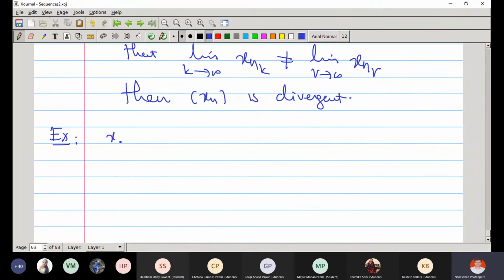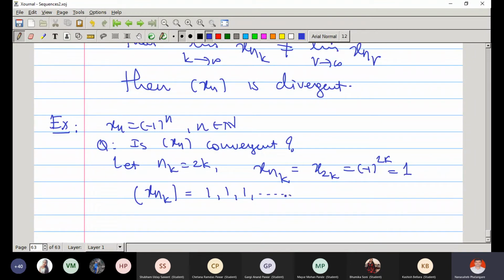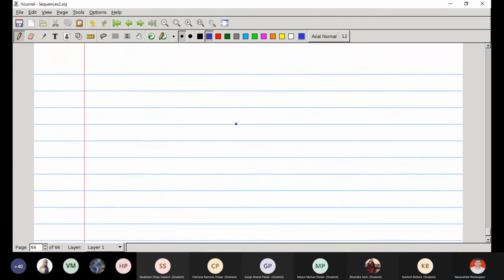Now look at the example. x_n is equal to (-1)^n. We have already proved that this sequence is divergent. But using this subsequence criterion, our question is: is x_n convergent? Now, can I produce two subsequences which converge to different numbers? Yes, sir. Right? So let n_k = 2k. What is x_{n_k}? It is x_{2k}, and what are the terms? All 1, a constant sequence, right? And x_{n_k} is a subsequence of the original sequence. Is it true? Yes.